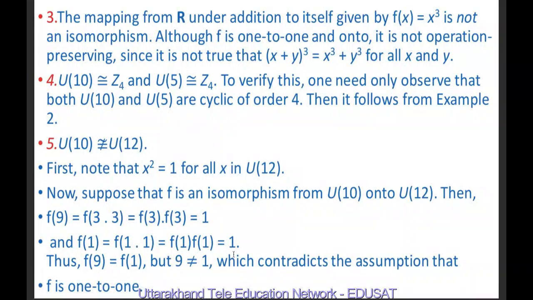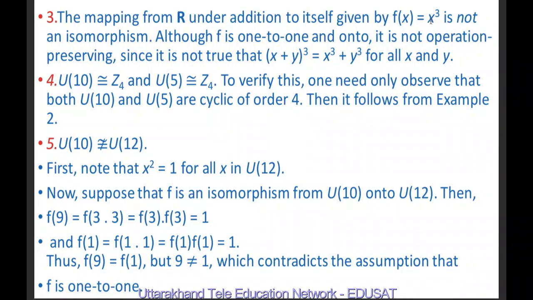Now in the third example we discussed that the mapping from R under addition to itself given by f(x) equal to x cube is not an isomorphism, although this mapping defined by f(x) equal to x cube is one-to-one and onto. But this mapping is not operation preserving because if we see f of x plus y, f of x plus y is equal to x plus y whole cube, and x plus y whole cube is x cube plus y cube plus 3xy into x plus y.